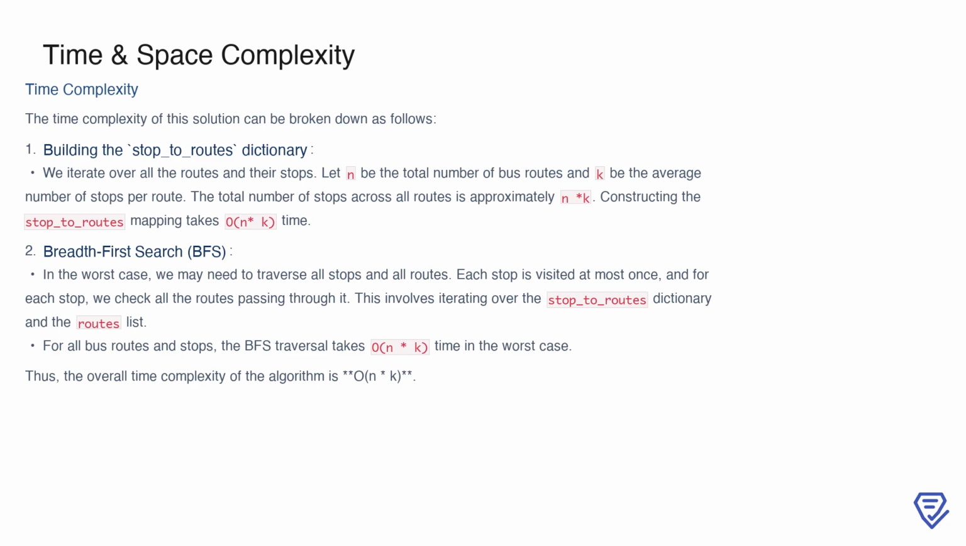Next, we examine the breadth first search, or BFS, which is used to find the shortest path from the source stop to the target stop. In the worst-case scenario, the algorithm might need to traverse every stop and every route. Because each stop is visited at most once, and for each stop, we check all the routes that pass through it, this traversal also takes O(n*k) time. Therefore, combining these components, the overall time complexity of the solution is O(n*k).